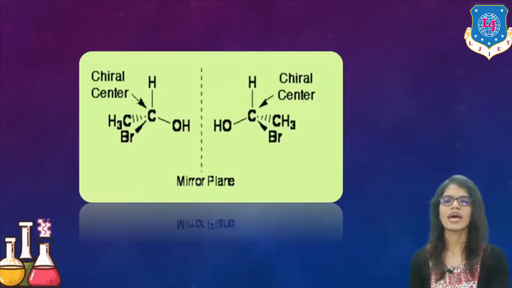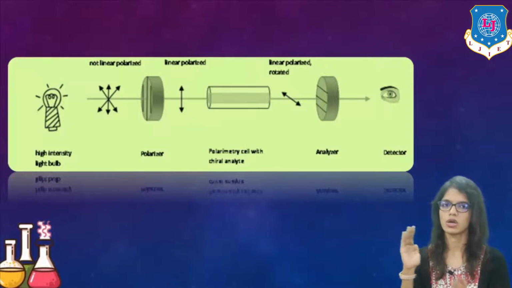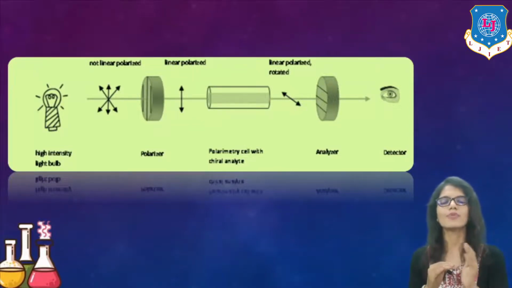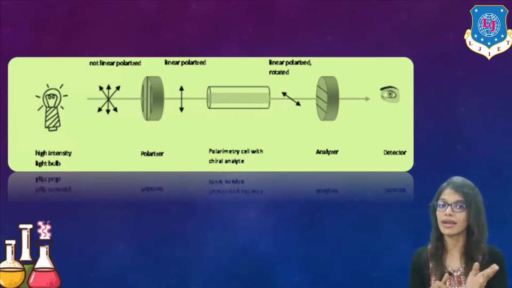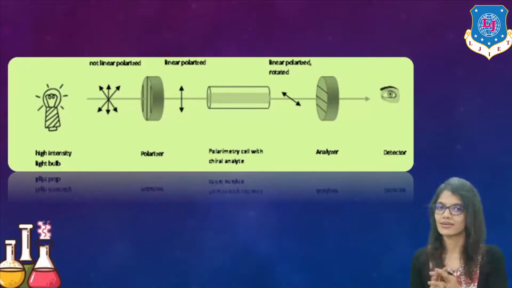Here, as we can see, we have a high intensity light bulb. The first one is the light source. A high intensity light bulb produces unpolarized light or non-linear polarized light. Okay. After that, it is passed through the polarizer. It can be a Nicol prism, it can be a grating, etc.